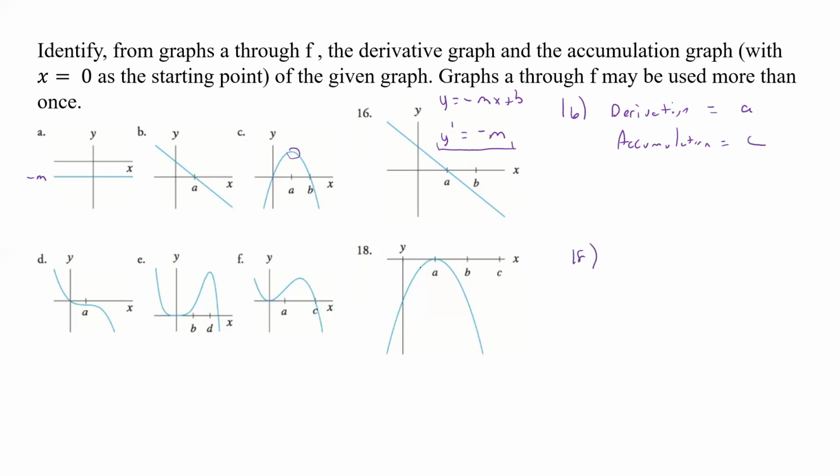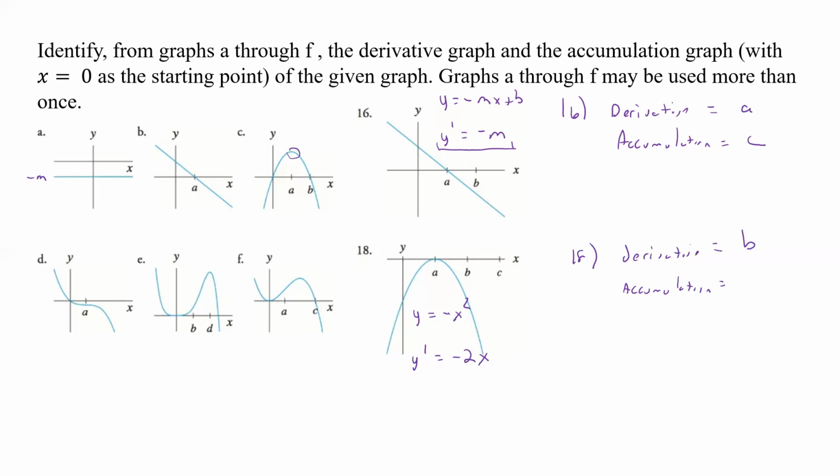Now 18, what's this one? Well, that's y equal to, if we go up, it's x squared, so this has to be a negative x squared. So y prime is equal to what? Negative 2x. Our derivative has to be a line that looks like negative 2x. Which one looks like y equals negative 2x? Probably B. That would be my best guess.